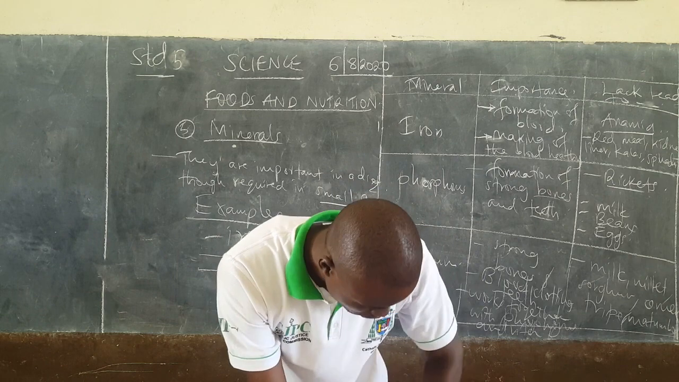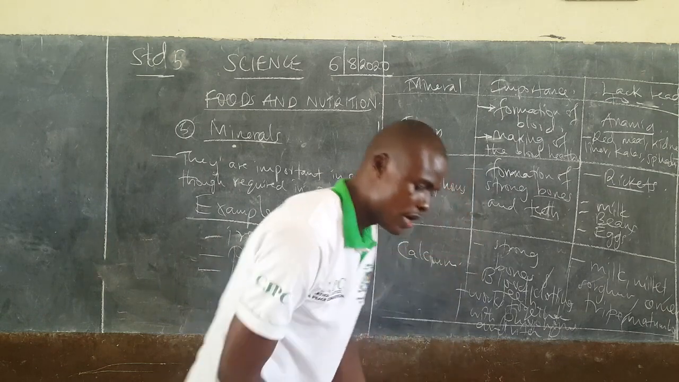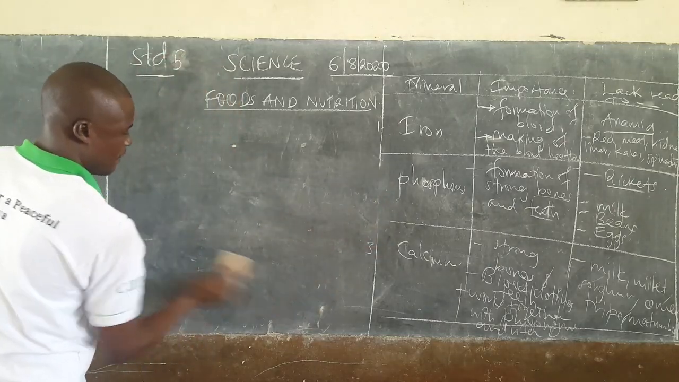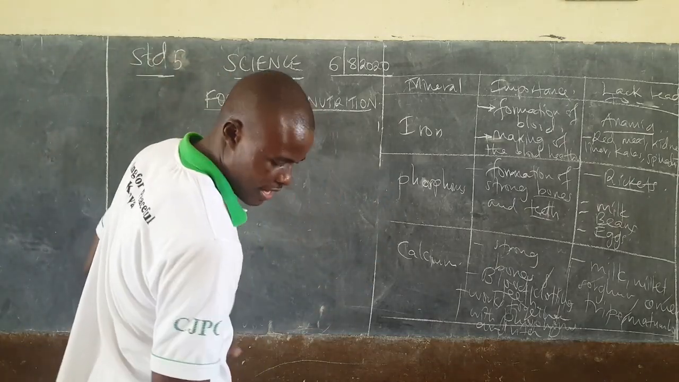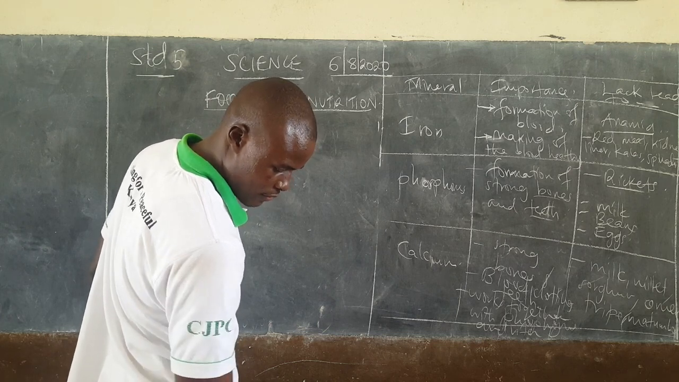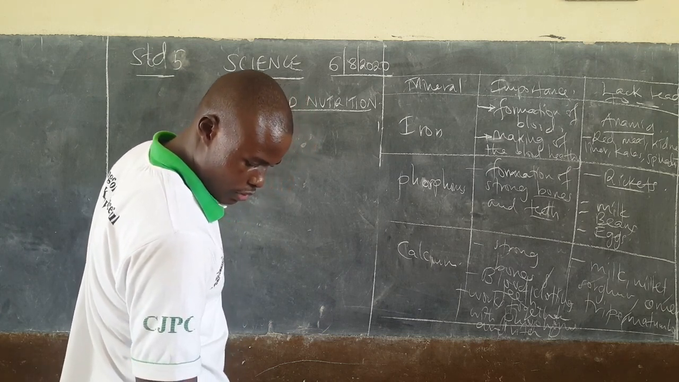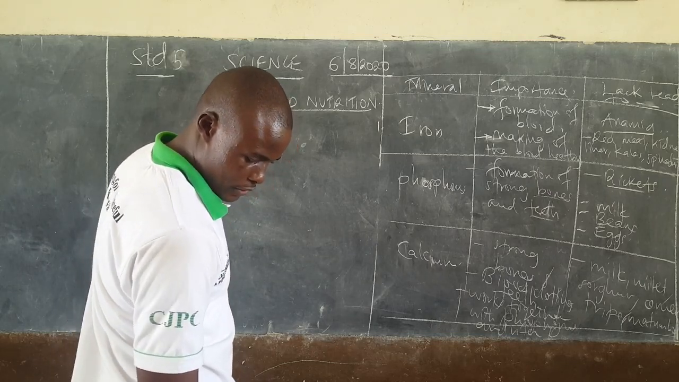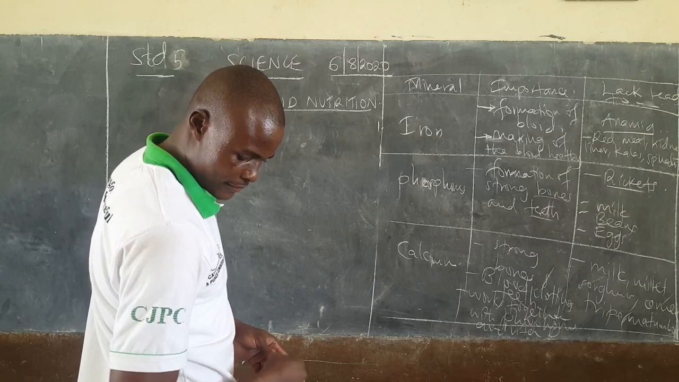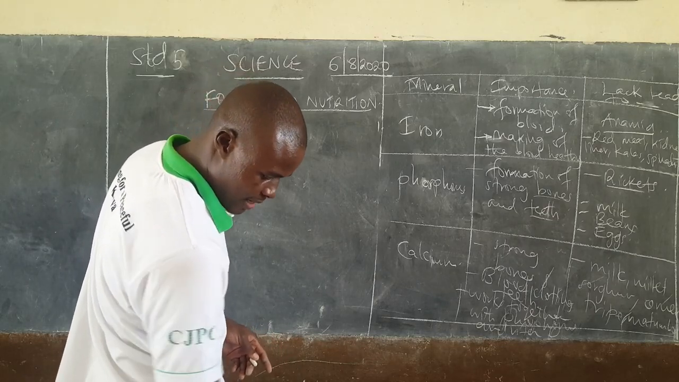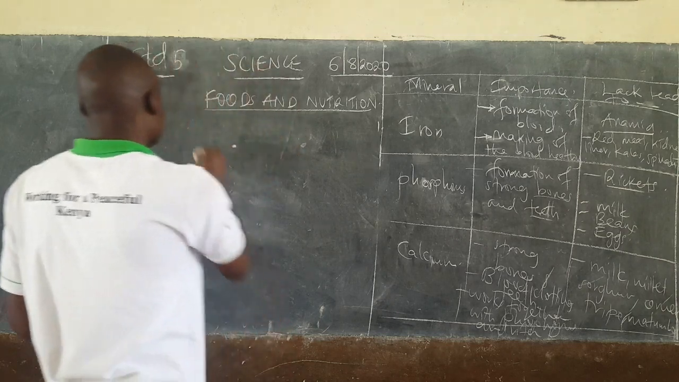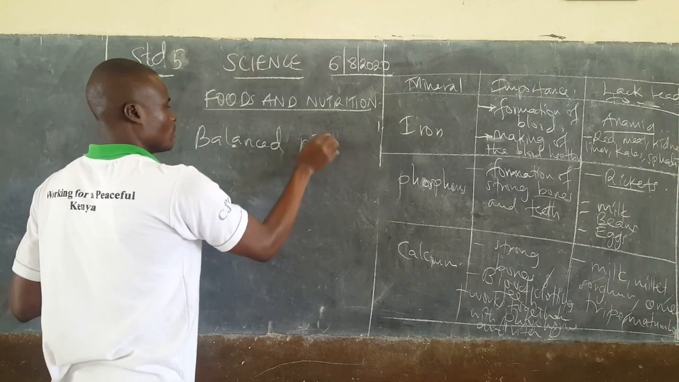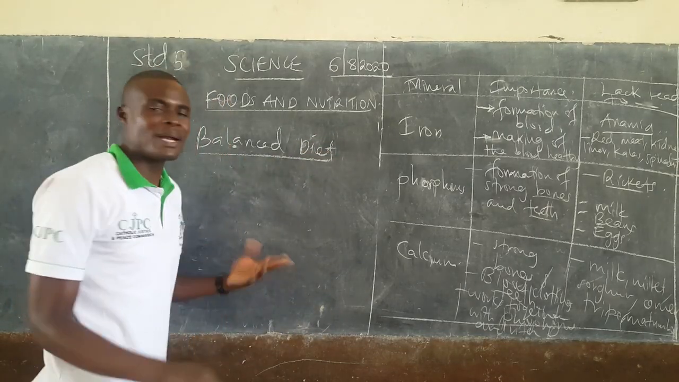Then you need to know something about a balanced diet. That is now where we are going to. What a balanced diet is. And then maybe after the balanced diet, we can now call it a day. So under the balanced diet, we know what is a balanced diet.